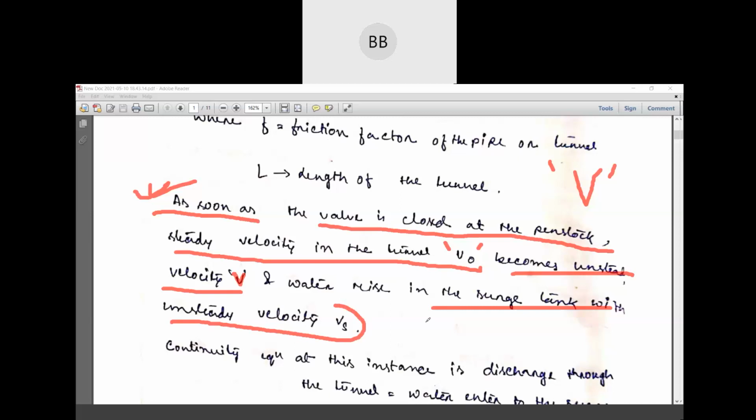That means it's releasing the water hammer pressure. As soon as we close the valve, our steady velocity in the tunnel V naught becomes unsteady velocity, that is capital V, and the water rises in the surge tank with unsteady velocity V suffix S.